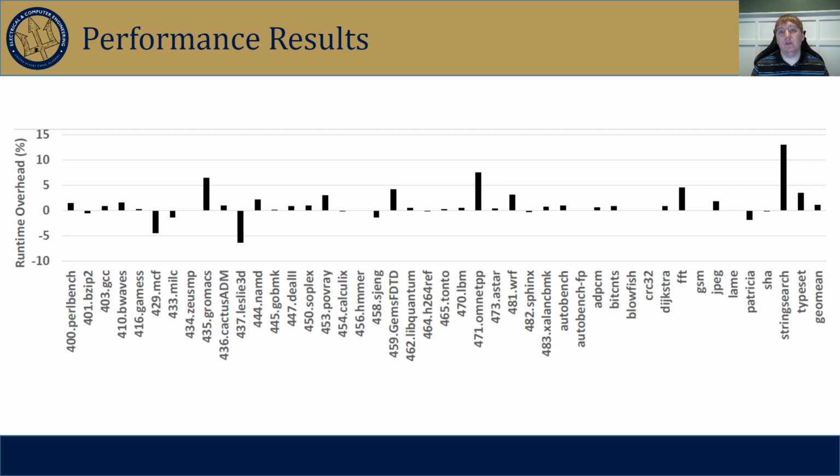We also saw high overheads in benchmarks like Omnetpp that had large amounts of indirect control flow due to the use of virtual functions and function pointers. But again, overall, the runtime was fairly low at 1% overhead and seems reasonable for use in production.